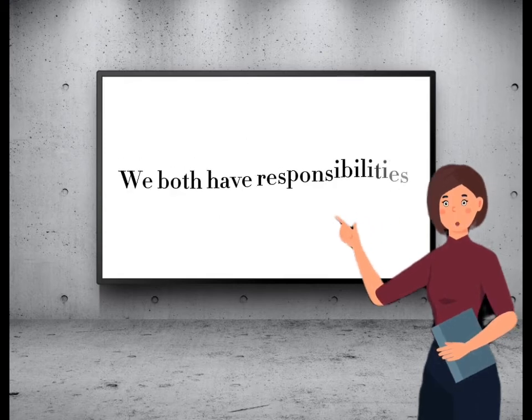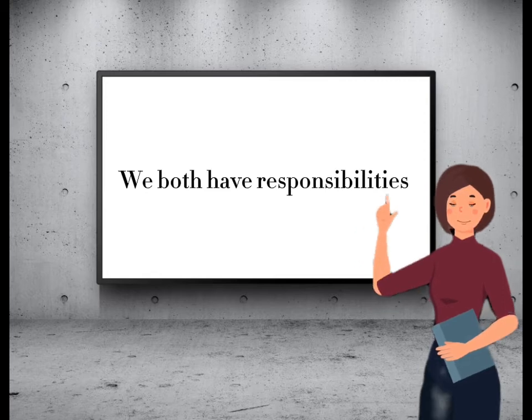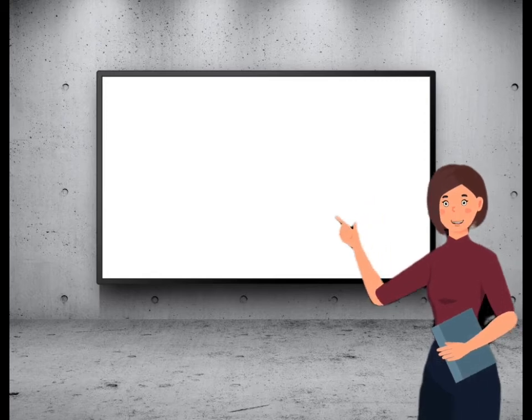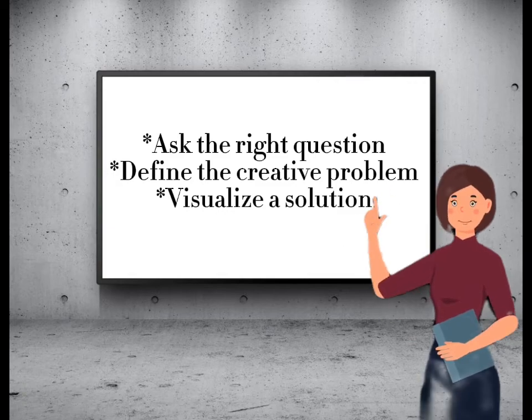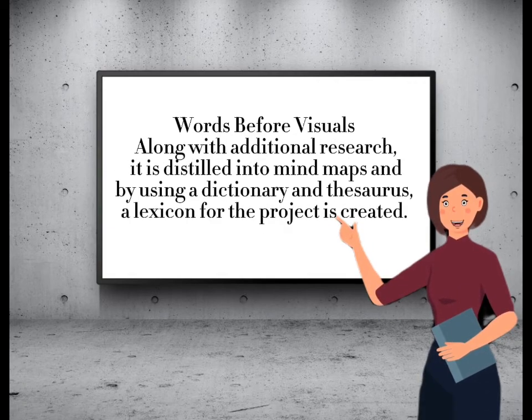In the creative process, we have responsibilities. My responsibility throughout the project is to ask the right questions, define the creative problem, and visualize a solution. The client's responsibility is to provide the requested information and feedback in a clear, timely, and honest way. Words before visuals. Along with additional research, it is distilled into mind maps, and by using a dictionary and thesaurus, a lexicon for the project is created.